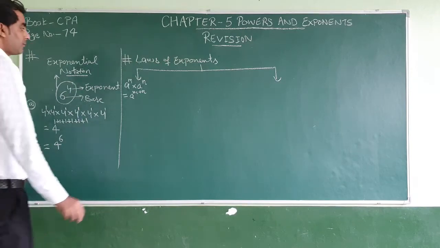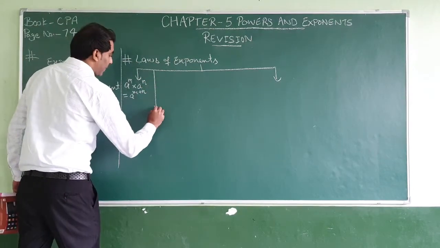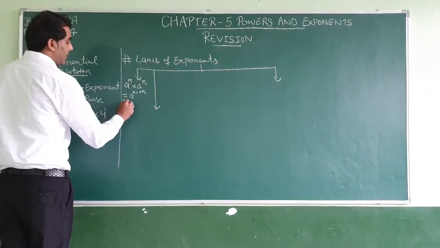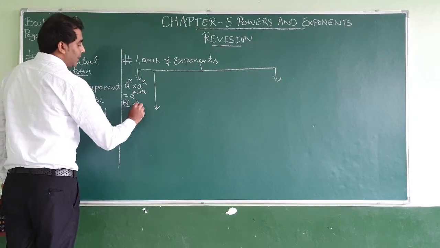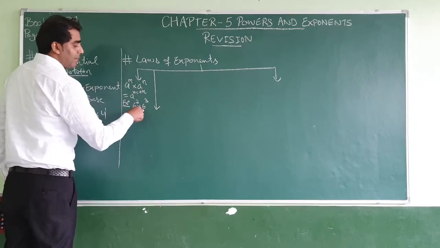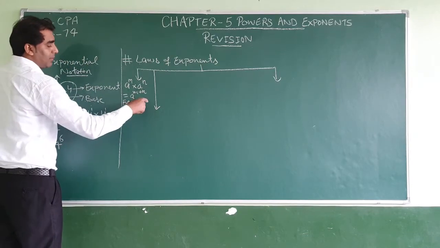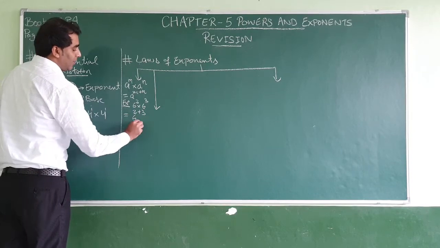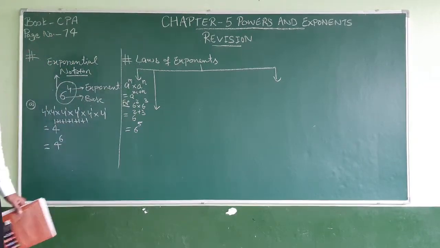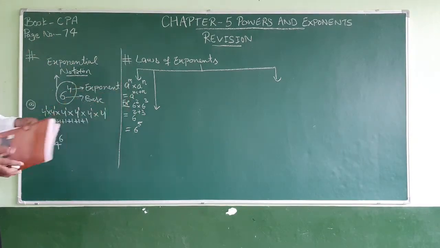Suppose we take an example: 6 power 2 multiply 6 power 3. The bases are the same, so the powers will be added. Means 6 power 2 plus 3, and the answer is 6 power 5, means exponent 5. So that is the first law.